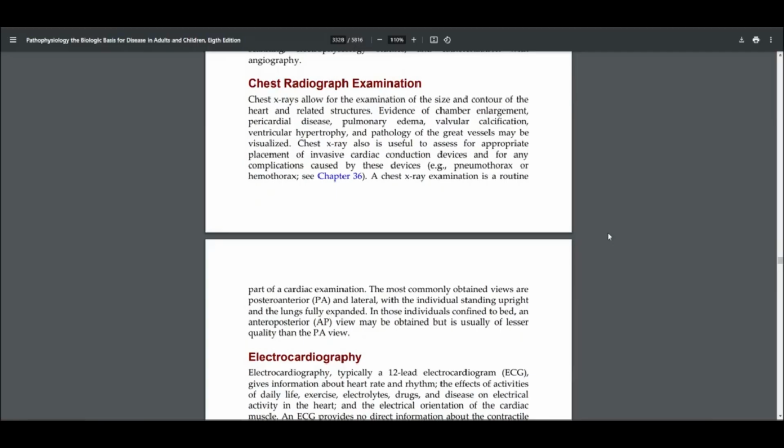Most commonly obtained views are the posterior and lateral, with the individual standing upright and the lungs fully expanded. In those individuals confined to bed, an anterior-posterior view may be obtained, but is usually of lesser quality.